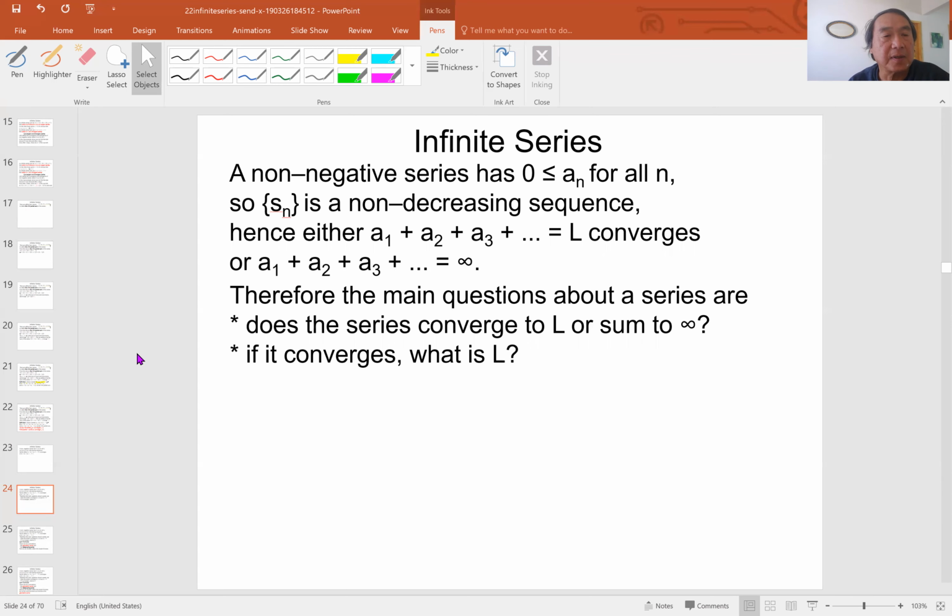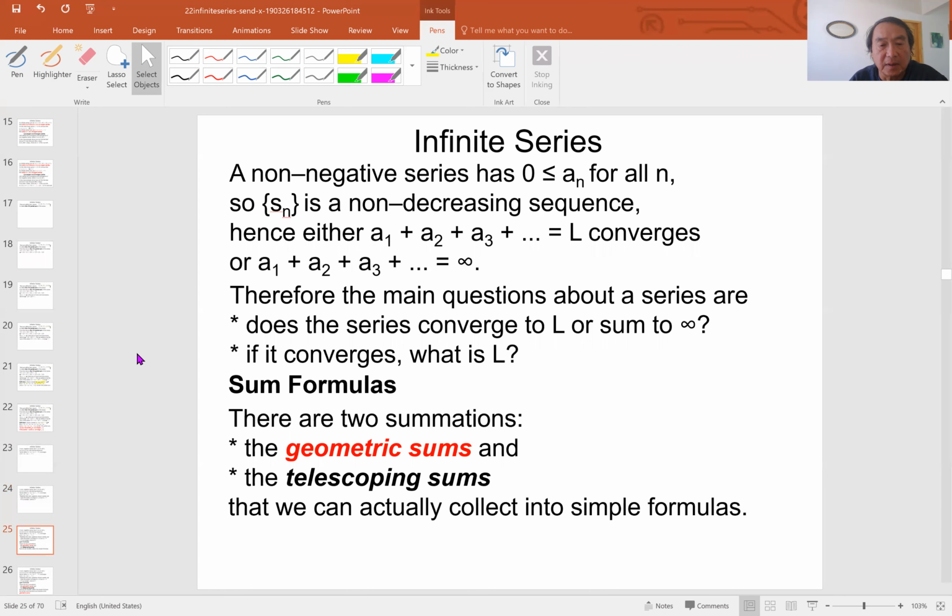You have to get a lot more detailed, sophisticated, harder mathematics to deal with. But these two can be gotten. So one is called a geometric series, and the other one is called a telescoping sum. These two types of series are the only ones we can get the answers to easily.